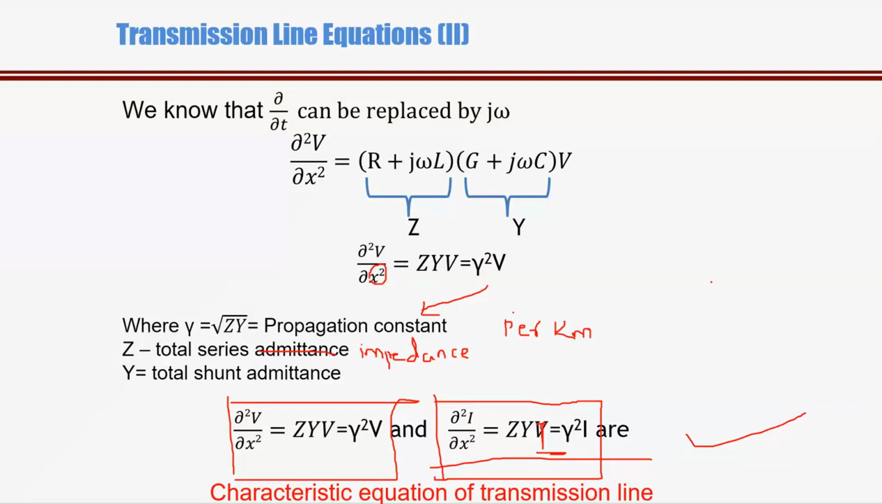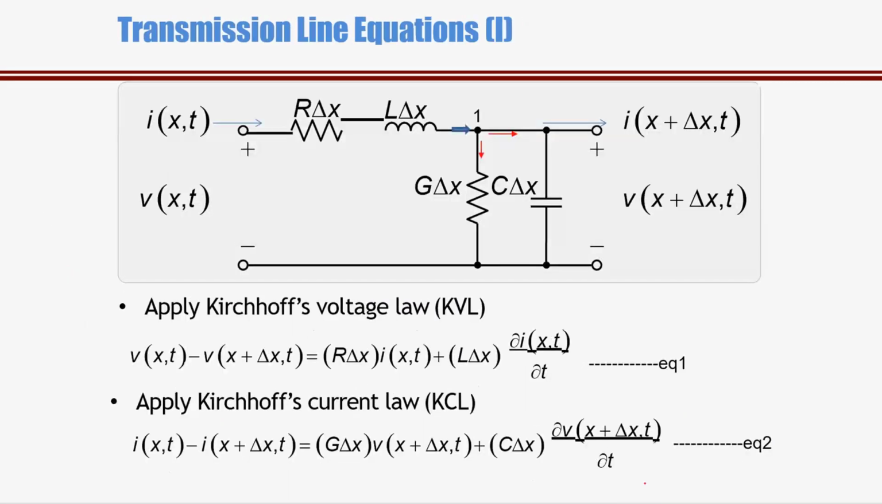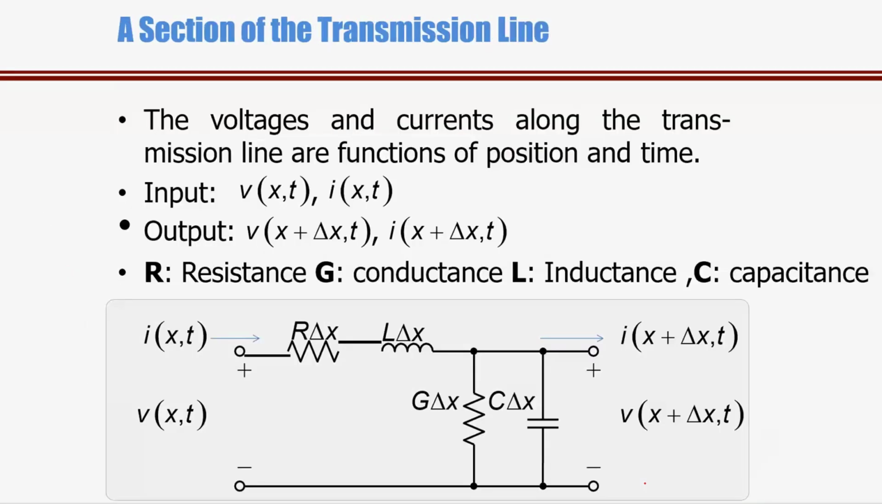So again, these two equations are also called the characteristic equations of the transmission line. These two equations are called the characteristic equations of the transmission line, and we have derived these equations starting with the lumped model of the transmission line for unit length delta x.